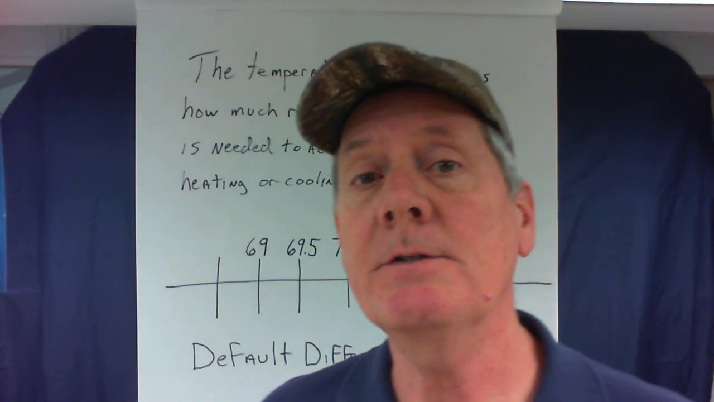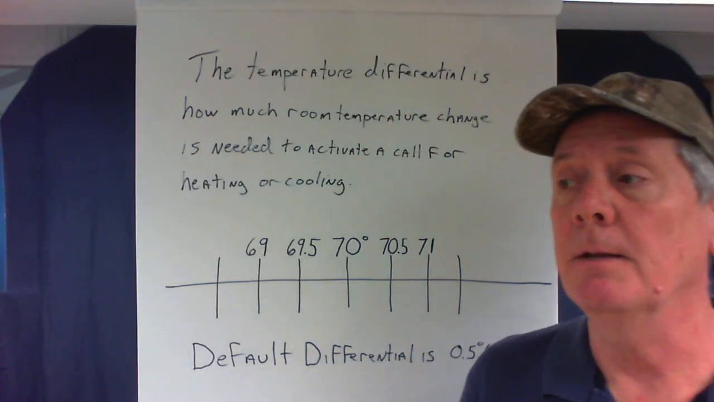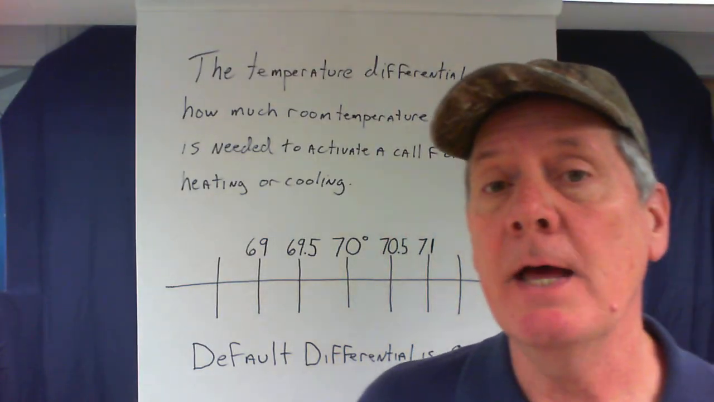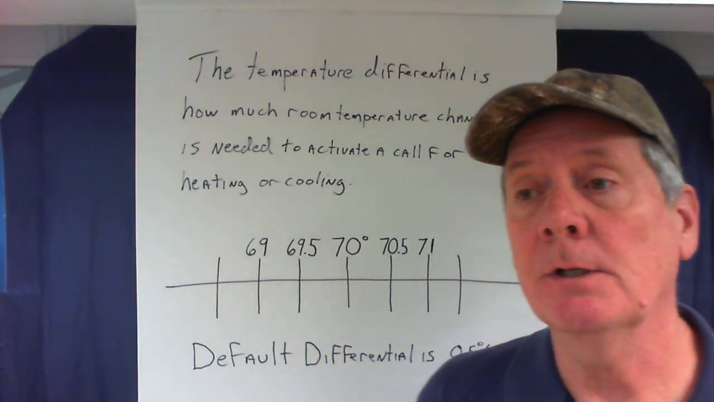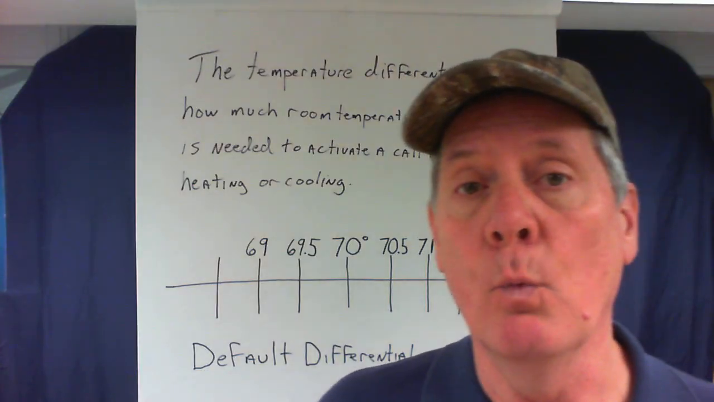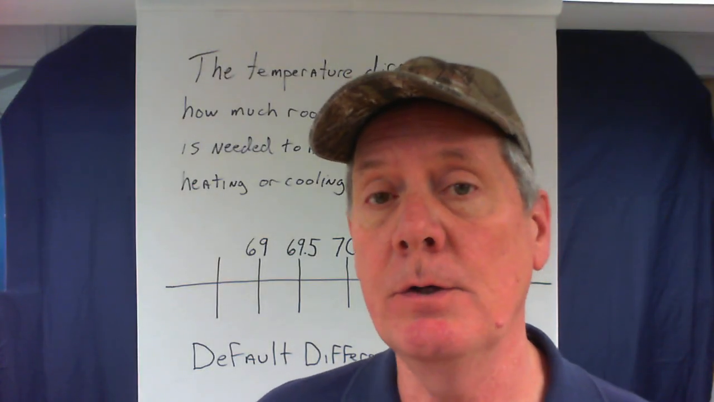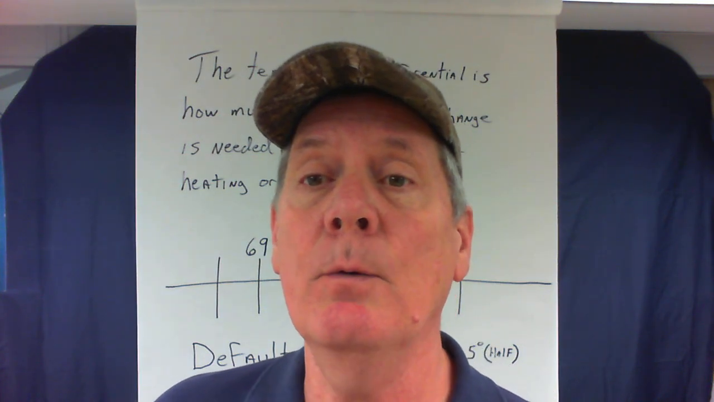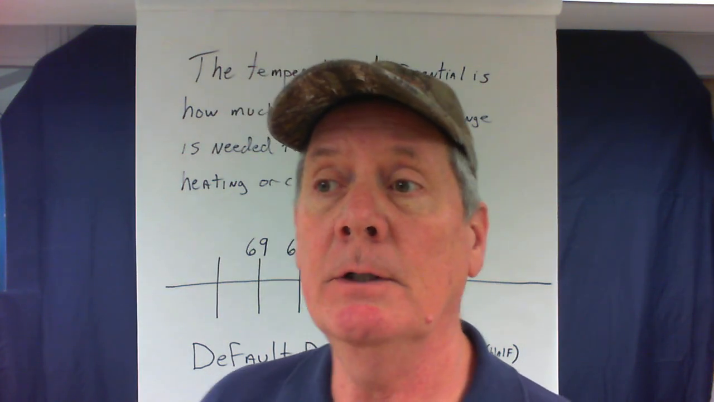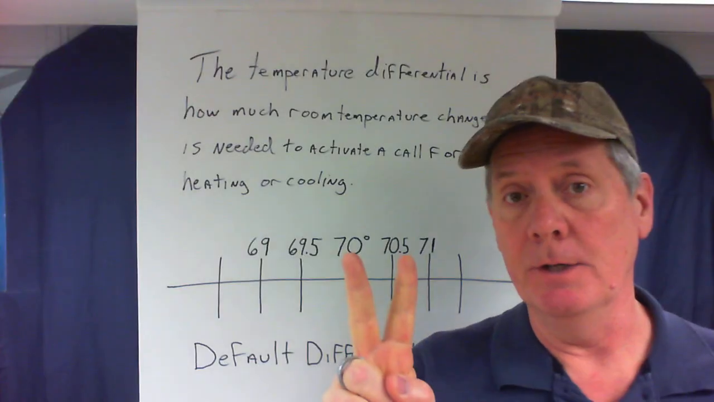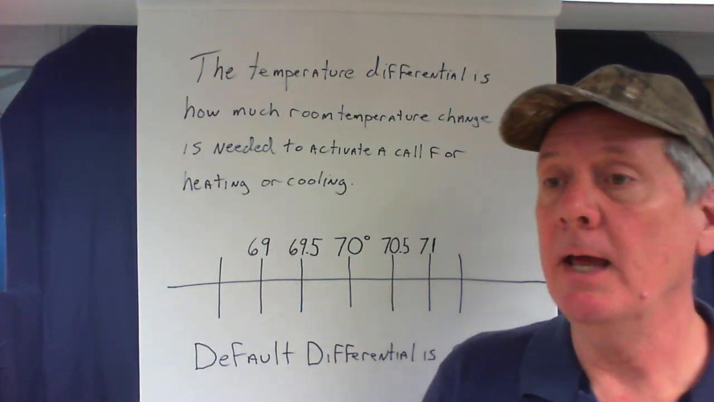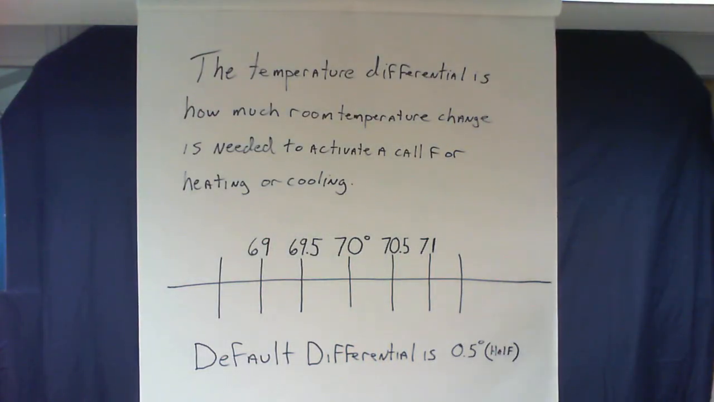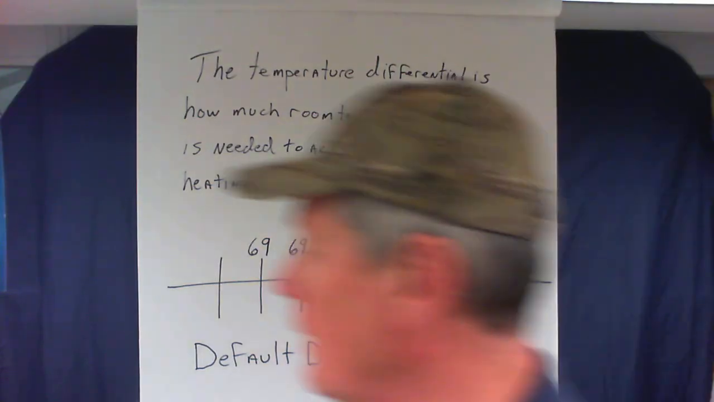You can change the differential. The default setting is half a degree, like I said. On our thermostats, you can change the differential with an option of 1 degree or 2 degrees. So let's assume that we have changed our temperature differential to 2 degrees. What's going to happen in that case? So how this is going to impact your system, let me get my marker here.